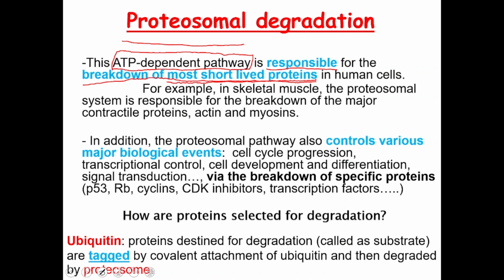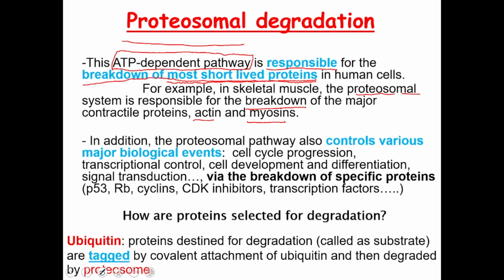An example of a short-lived protein is the microfilaments, especially actin and myosin in the muscle cell, right? They are short-lived proteins. They will come, they will cause the contraction, and when the function is done, they get disintegrated. So that disintegration or that breakdown is brought not by lysosome but by the proteasome. Okay?